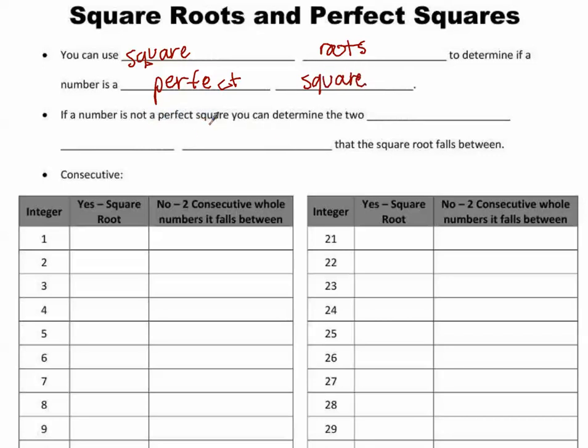If a number is not a perfect square, you can determine the two consecutive whole numbers that the square root falls between. To be consecutive, it has to be an unbroken sequence.